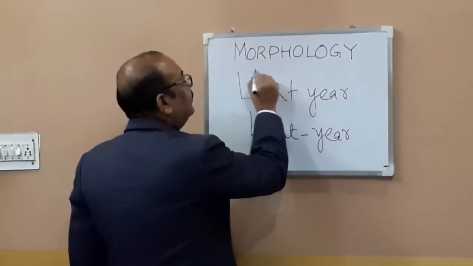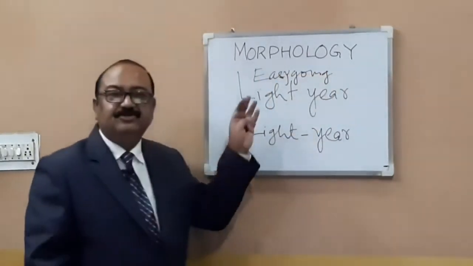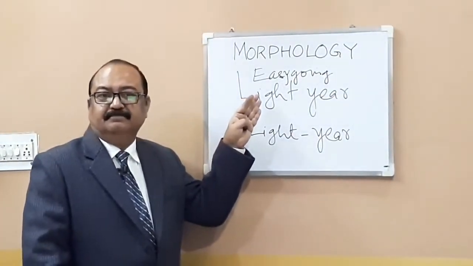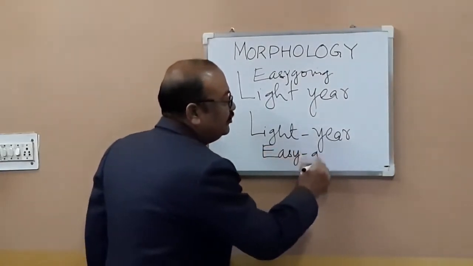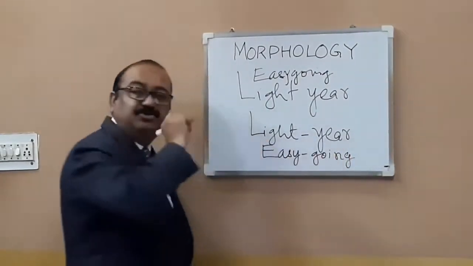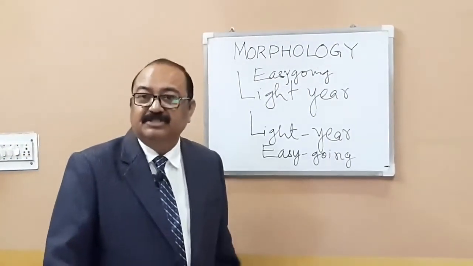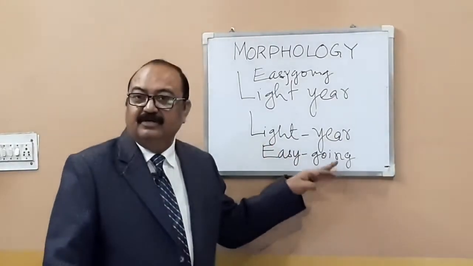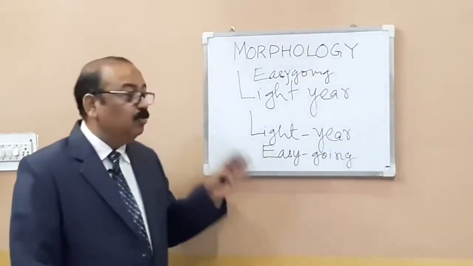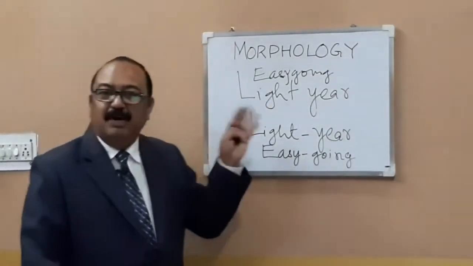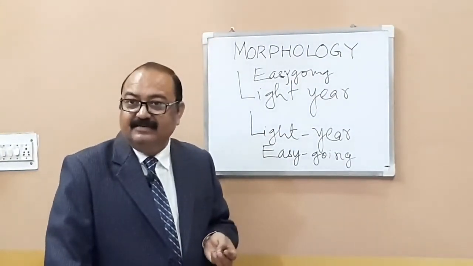Same you can say about easygoing. Now easygoing, you write like this, easygoing, is it okay? And even if you write like this, easy-going, then also it's not wrong. So what to do? You are baffled. If you're not familiar, if you have not read the word earlier, or if you have not studied compounding, so you don't know how to write it correctly.